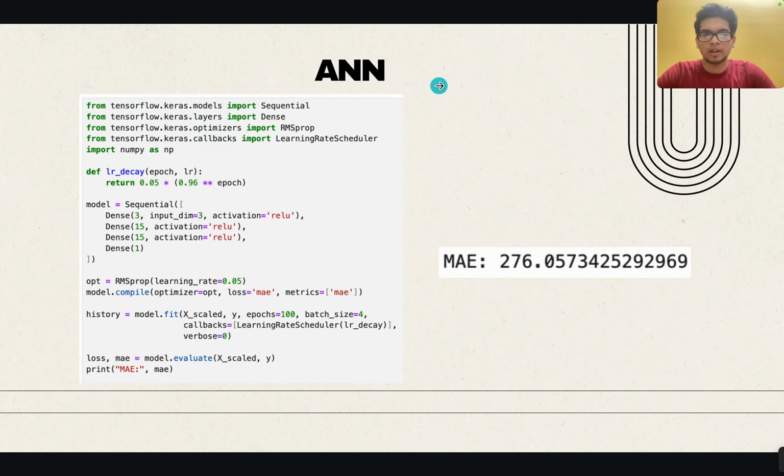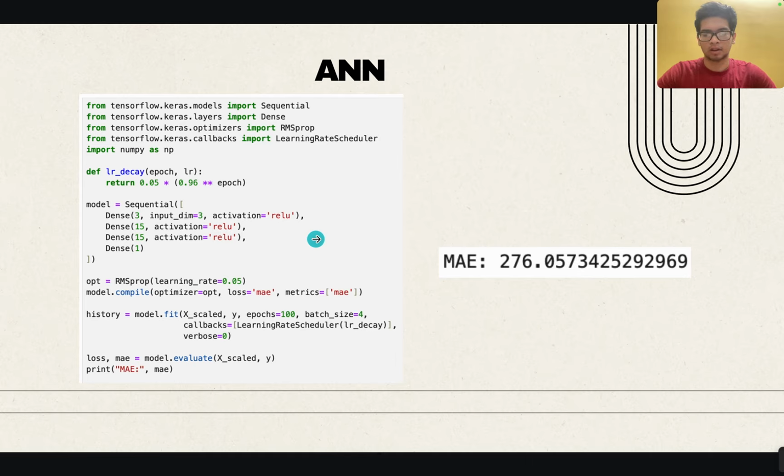The third and last model is an artificial neural network, ANN, and I have used a model which takes three input parameters. Its input layer has three nodes, three neurons. Then it has two hidden layers of 15 nodes each, and one output node using a ReLU activation function.